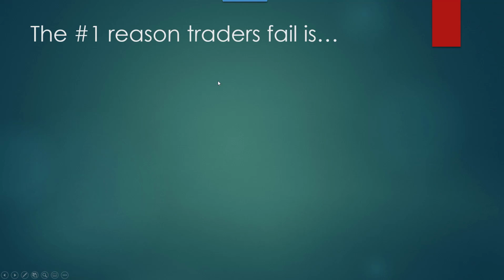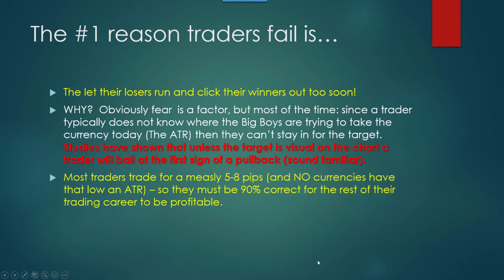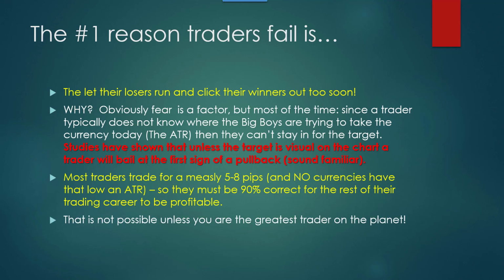The number one reason traders fail is they let their losers run and they click their winners out too soon. Why? Well, obviously fear is a factor, but most of the time, since a trader typically does not know where the big boys are trying to take the currency today, what is that? The ATR, then they can't stay in for the target because they don't know the target. Studies have shown that unless the target is visual on the chart, a trader will bail at the first sign of a pullback. Does that sound familiar? Most traders trade for a measly 5 to 8 pips, and no currencies have that low in ATR. So they must be 90% correct for the rest of their trading career to be profitable. That's not possible unless you're the greatest trader on the planet.